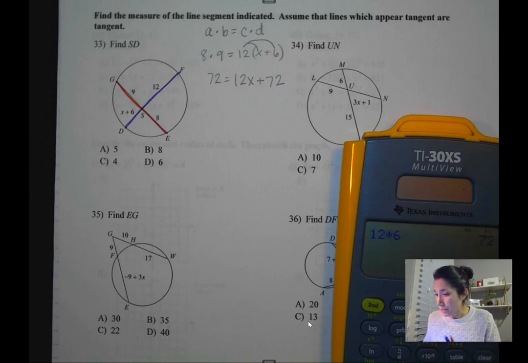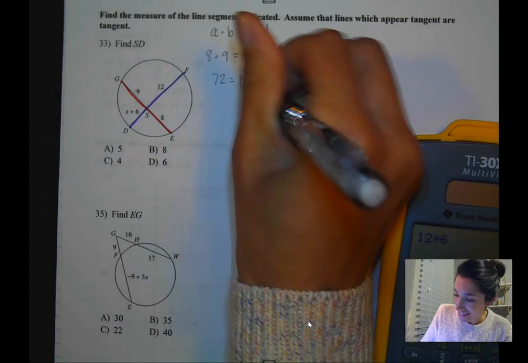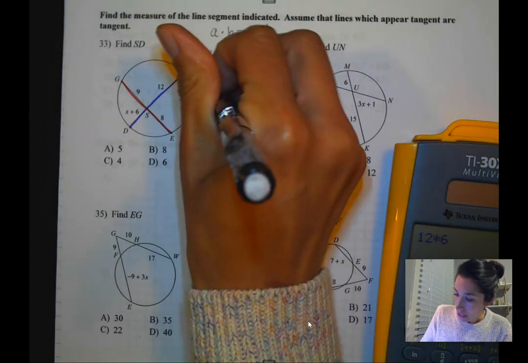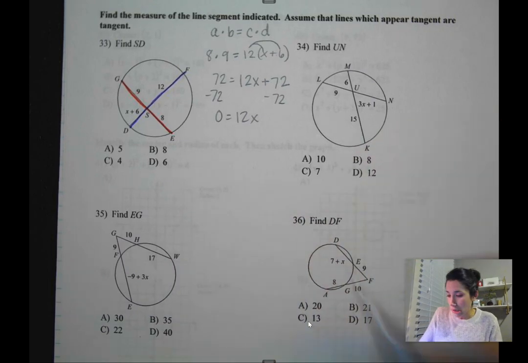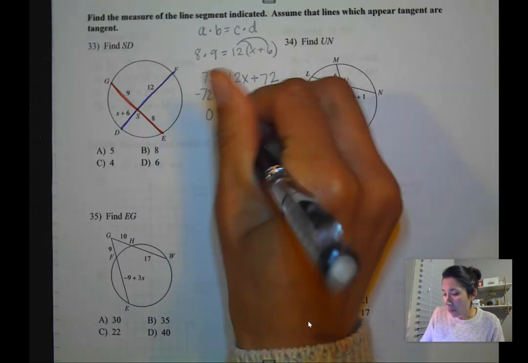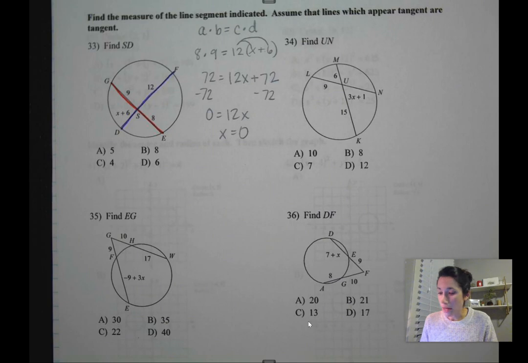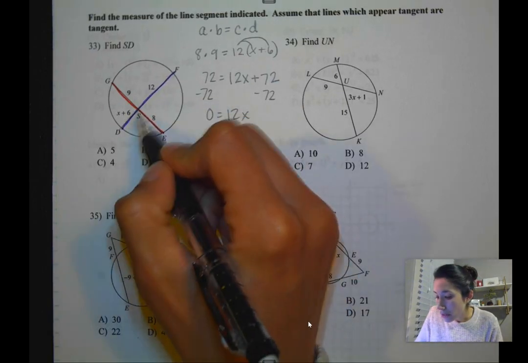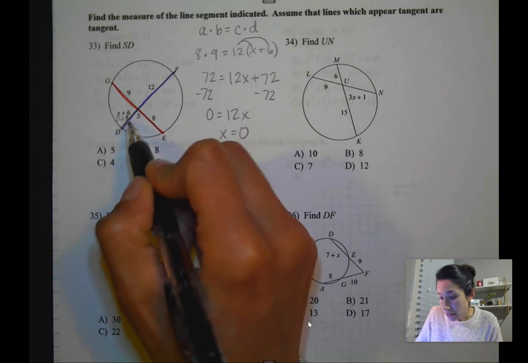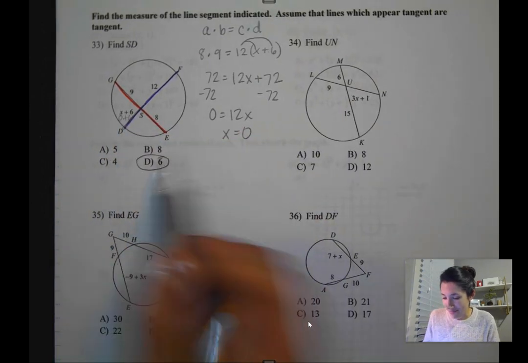Then if we subtract 72 on both sides, we're going to get 0 equals 12x. It won't always be the case that we're getting 0 for a variable. But what we're really looking for is the length of SD, and that's from here to here. So it'd just be 0 plus 6. So that's going to be 6.